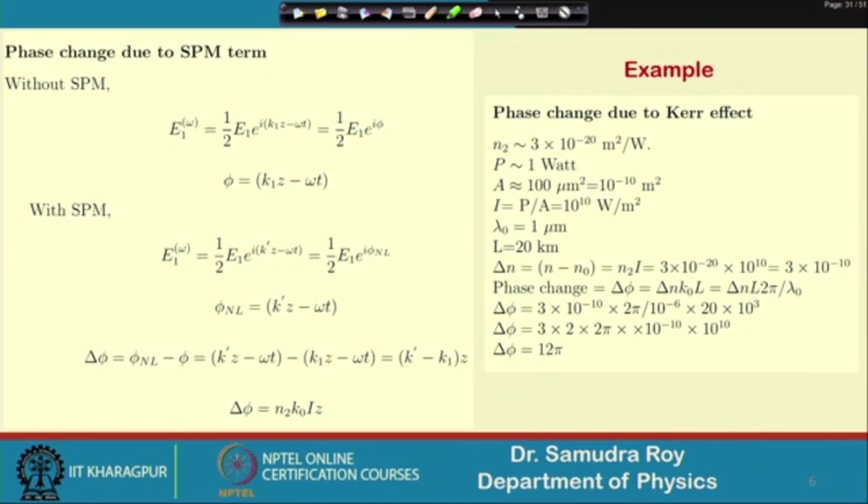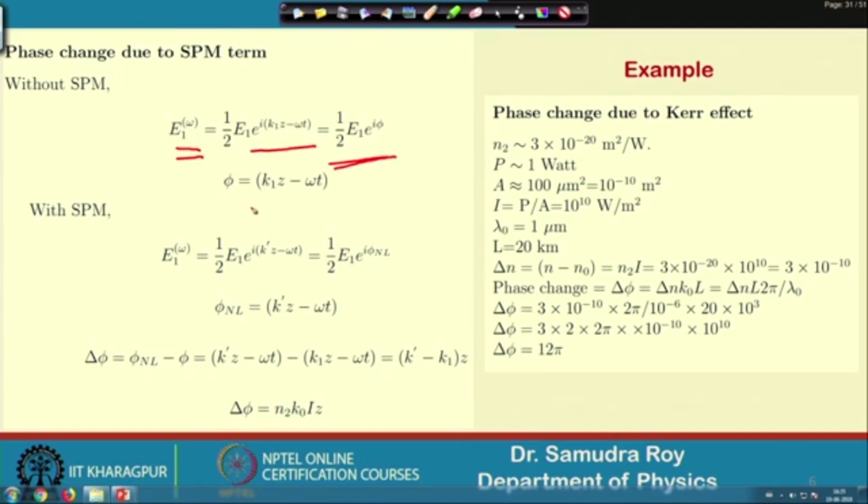Now, the phase change can also be figured out, and since we have a solution in our hand for phase, we can directly do that in terms of gamma, but here the phase change one can calculate, because E1 of omega is half of E1 e to the power i k z, which in terms of phase I can write as half of E1 e to the power i phi.